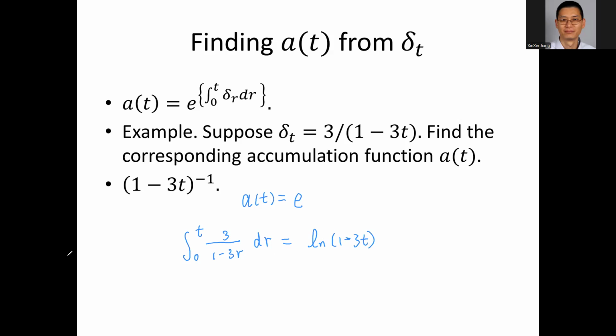Well, actually, we need to do 1 minus 3r, and then from r from 0 to t. Okay, so let's do 1 minus 3r. So first of all, check. Differentiate it, you get 1 minus 3r. Oh, actually, there's a negative sign somewhere.